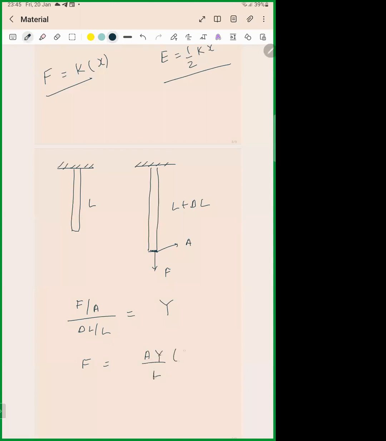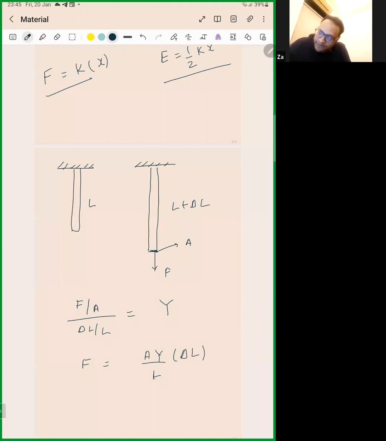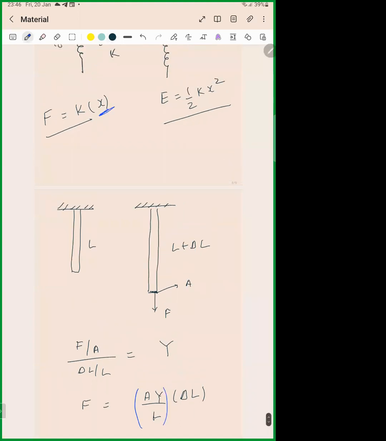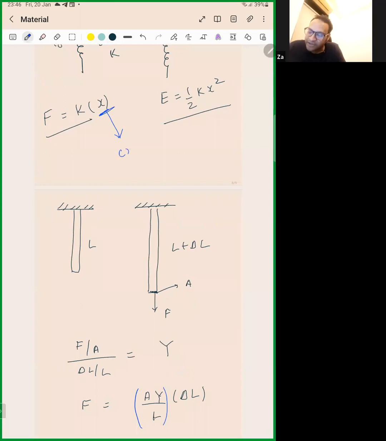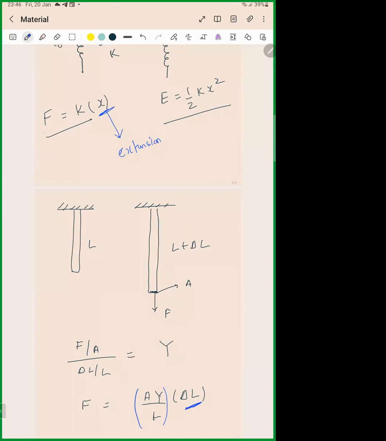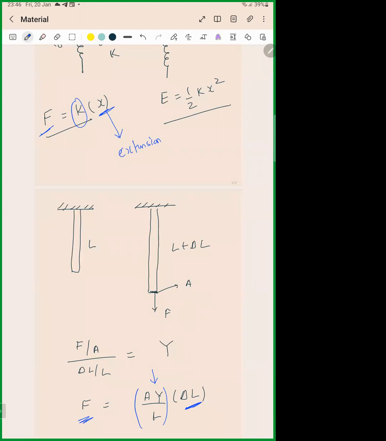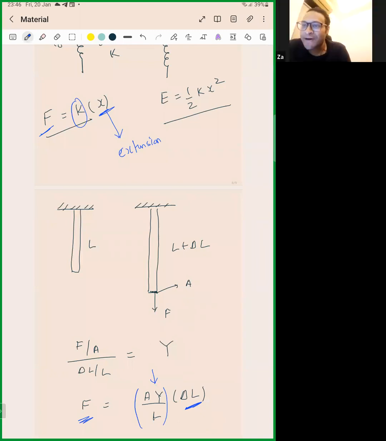This particular thing, AY by L, is acting like k. See, can you feel that? The x is the extension, no? So this is the extension delta L. This is the force. This is k. Is it making sense? Oh, yeah. Things are very relatable in physics, right? It's not that you have to learn everything. Huh. I don't remember anything actually.